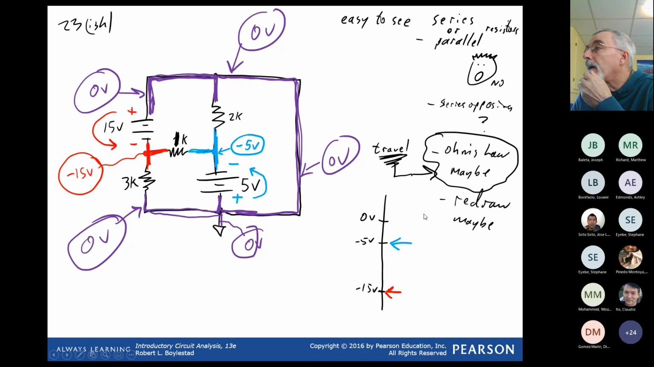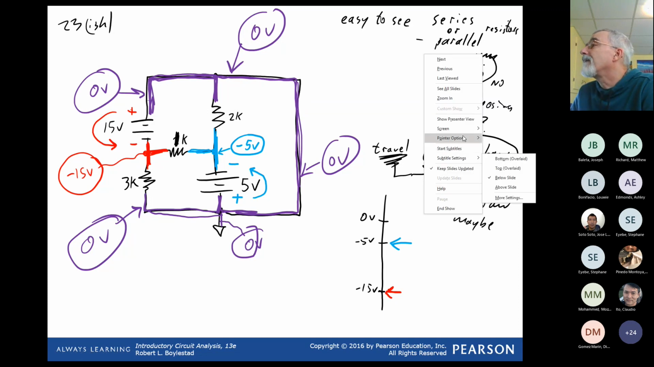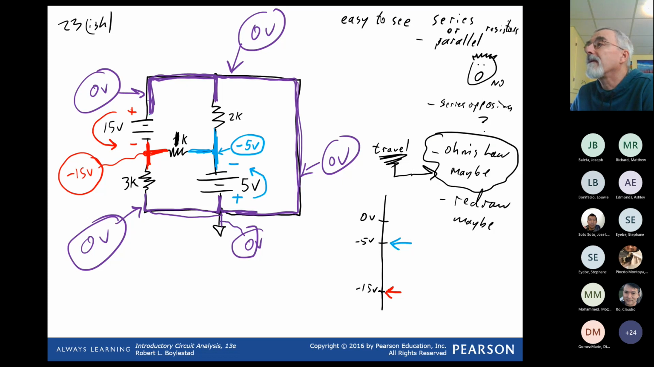And if I go back to a neutral ink color, I'm using a lot of colors. I'll use green here to go from -5 to -15. So I'm going from -5 to -15. It looks to me like I'm traveling 10 volts. So to go from -5 to -15, I drop 10 volts, with the -5 being more positive than -15.